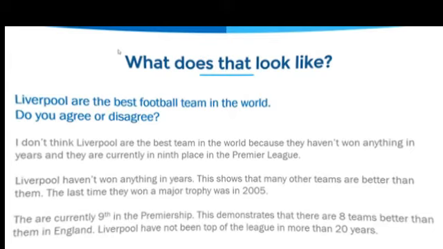They are currently 9th in the Premiership. This demonstrates that there are 8 teams better than them in England. Liverpool have not been top of the league in more than 20 years. So again, my second main point, I've explained it. I've used an example. Again, I know some of you are typing already. This is too short, or this is not a real IELTS essay. I know it's not. I'm just using a simplified version.